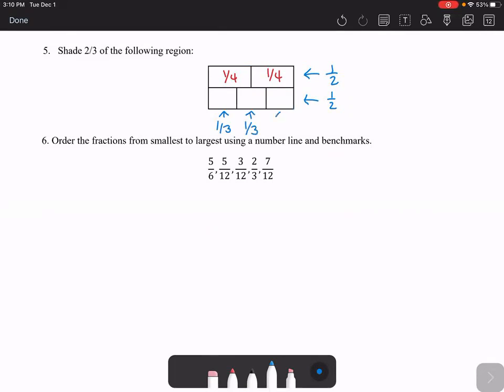So we have a third, and a third. So we have thirds of halves, which we know is 6. So this is 1/6 of the shape each time, right?